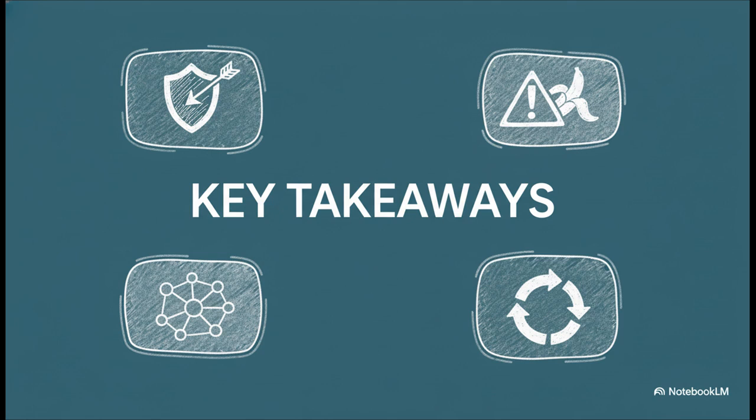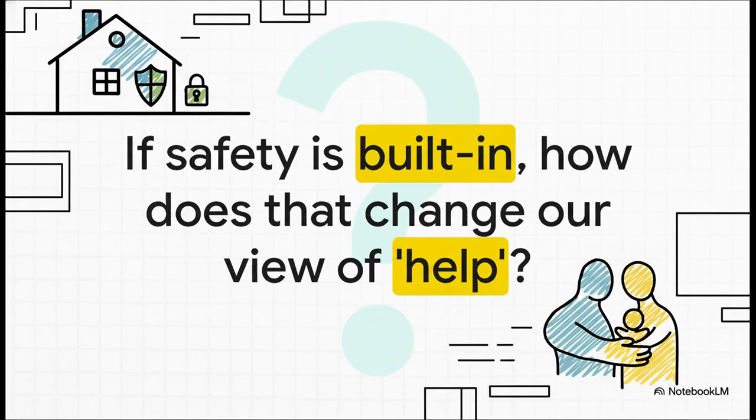So, let's wrap this up with the absolute essentials. First, safe programming is proactive, not reactive. Remember, it's the fence, not the ambulance. Second, it protects against both deliberate and, so importantly, inadvertent harm. Third, it is a shared responsibility. It is everyone's job. And finally, safety isn't a single step. It has to be embedded in every stage of a program's life. And that leaves us with one final big thought to chew on. If we truly build safety into the architecture of our programs right from the very beginning, how does that fundamentally change our entire idea of what it even means to help?